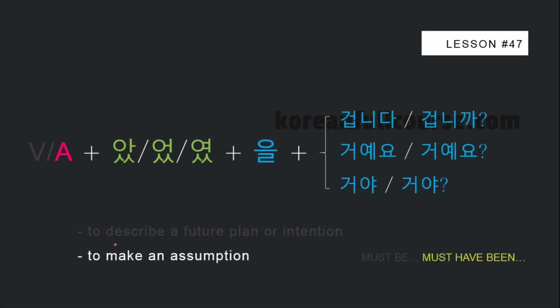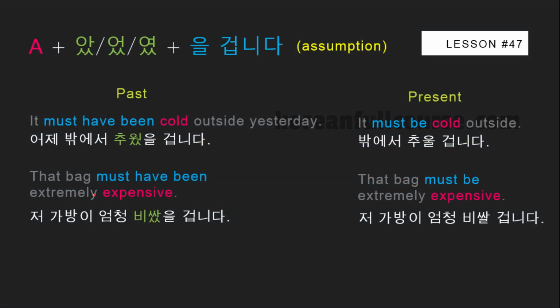You can also use past tense suffixes with adjectives. Compare the examples on the right side with examples on the left side. Here and here the meaning is the same, only here you are talking about the past and here about the present.